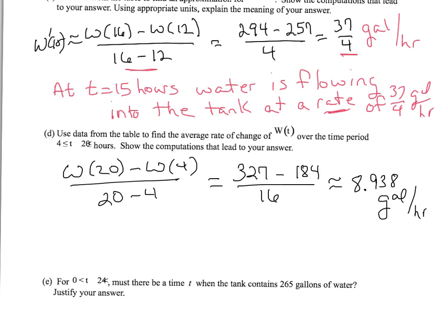All right, now the extra sheet I gave you should have printed on the back side of this front sheet. It did not, so. It says for between 0 and 24 hours, must there be a time when the tank contains 265 gallons of water? Justify your answer. How do you know? It goes from 150 to 375. Okay, so let's see how we justify that. We need to meet their standards. We need to do that formula right here.